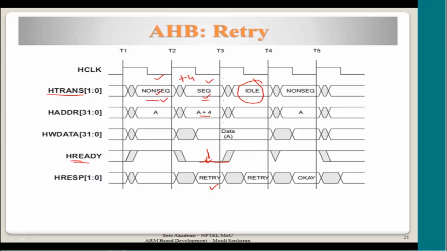there is a retry. That means the address and the data that was initially given may not have been written into the memory properly. Maybe there was some problem. Maybe there was a corruption in the data, because there may be a parity check, and because of glitches on the bus, the data could be corrupted. In that case, the memory device can initiate a retry. That means the same address is given again and the data is put on the bus again, to be accepted by the slave device. So I'm giving a retry example here.